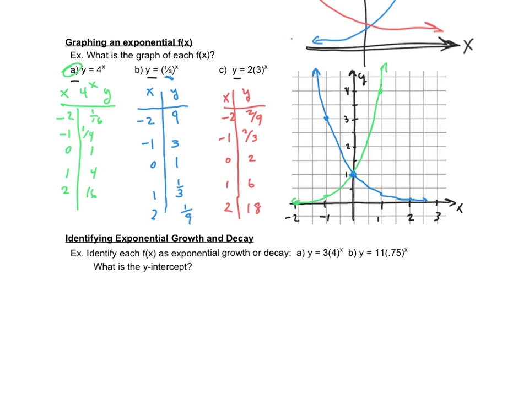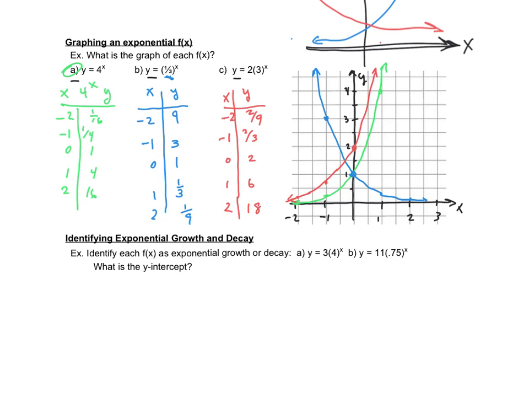And then finally on my last function here, because I'm looking to see how they react, I have (0, 2), (1, 6), which is going to be off my chart, and then (-1, 2/3), and I've estimated my 2/9 and 2/3.